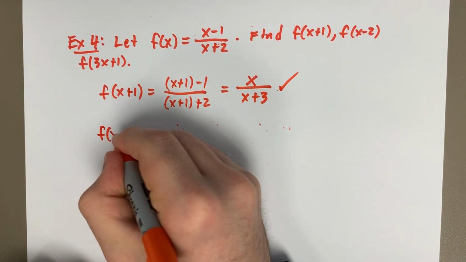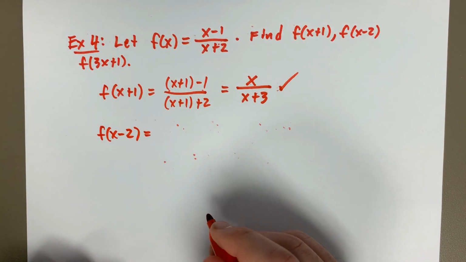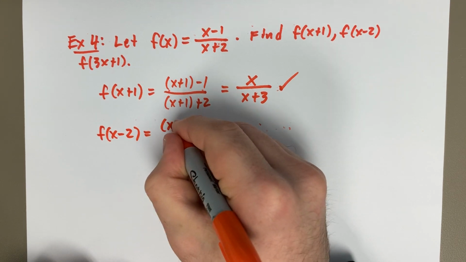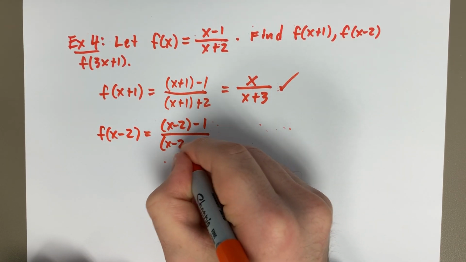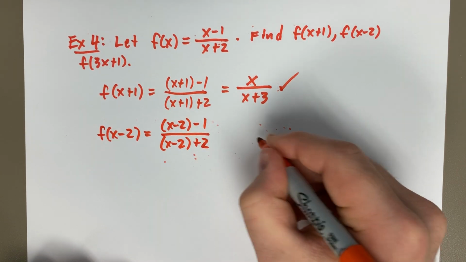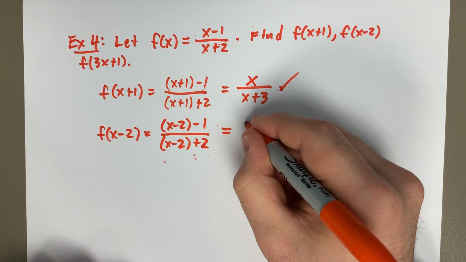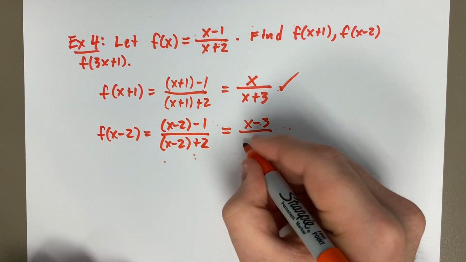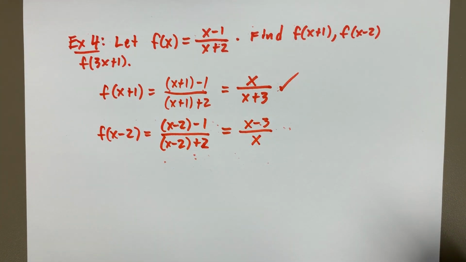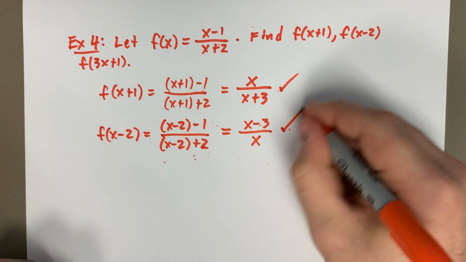Moving on to the next one. F of x minus 2. Every place I see an x, replace it with an x minus 2. X minus 2 minus 1, over x minus 2 plus 2. So what this gives me is, we'll drop parentheses, I get x minus 3 in the numerator, and in the denominator I get x. Okay, because the minus 2 and the 2 cancel. So we're done with that guy.